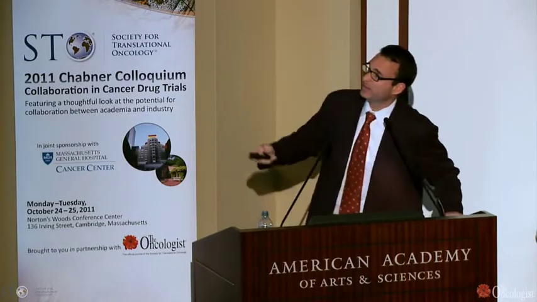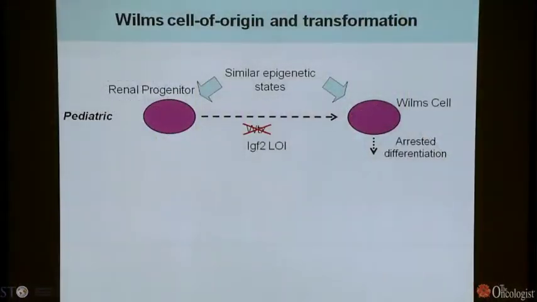So let me just build upon that here. The hypothesis is that the Wilms cell is really mimicking this normal renal progenitor in terms of its epigenetic state and its transcriptional regulatory network. There are not so many changes needed to lead to arrested differentiation and thus transformation in this context.